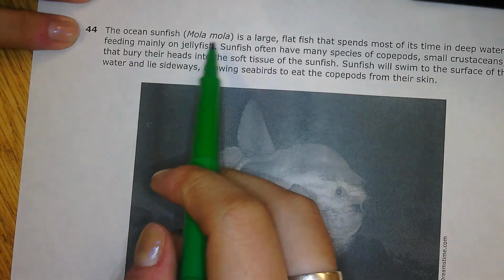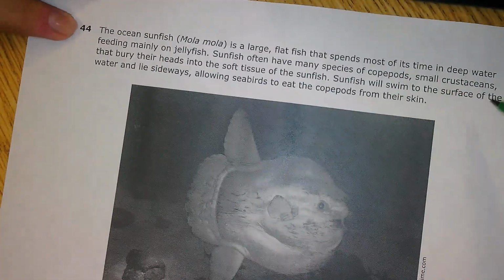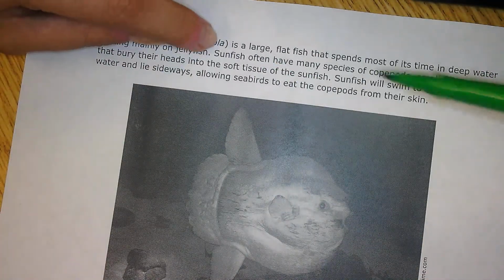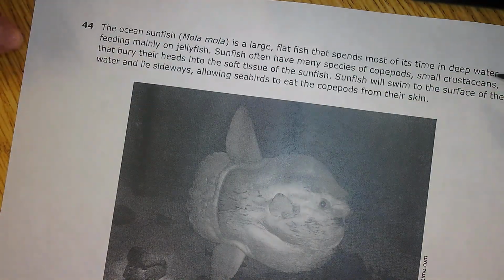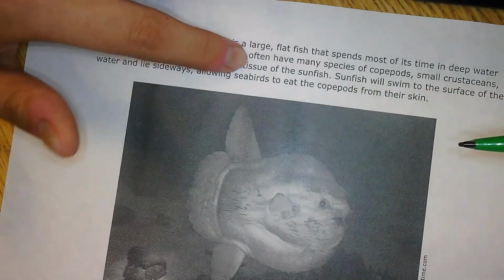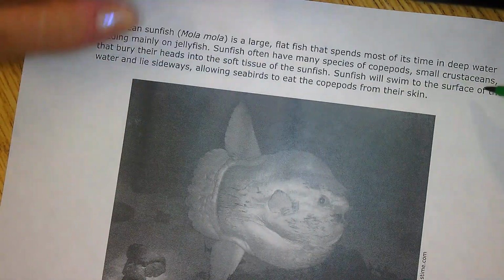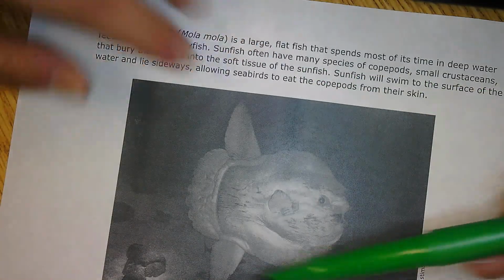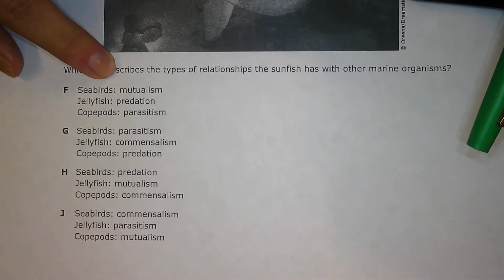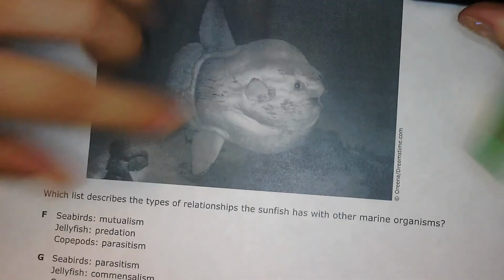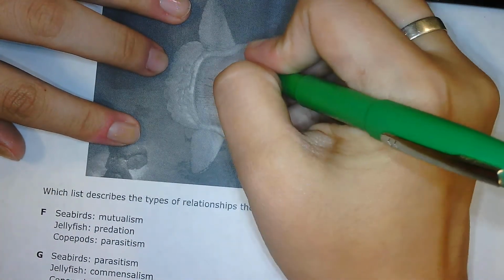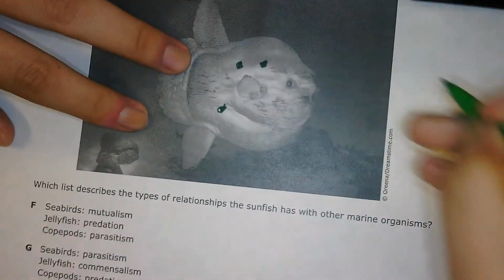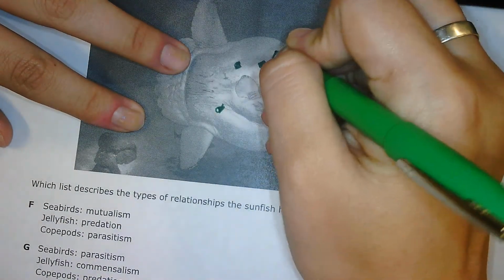Next up, 44. The ocean sunfish, mola mola, is a large flat fish that spends most of its time in deep water feeding mainly on jellyfish. Sunfish often have many species of copepods, small crustaceans that bury their heads into the soft tissue of the sunfish. Sunfish will swim to the surface of the water and lie sideways, allowing seabirds to eat the copepods from their skin. Which list describes the type of relationship that sunfish has with other marine organisms? So this fish has annoying little things that bother him, and birds will come and eat them.